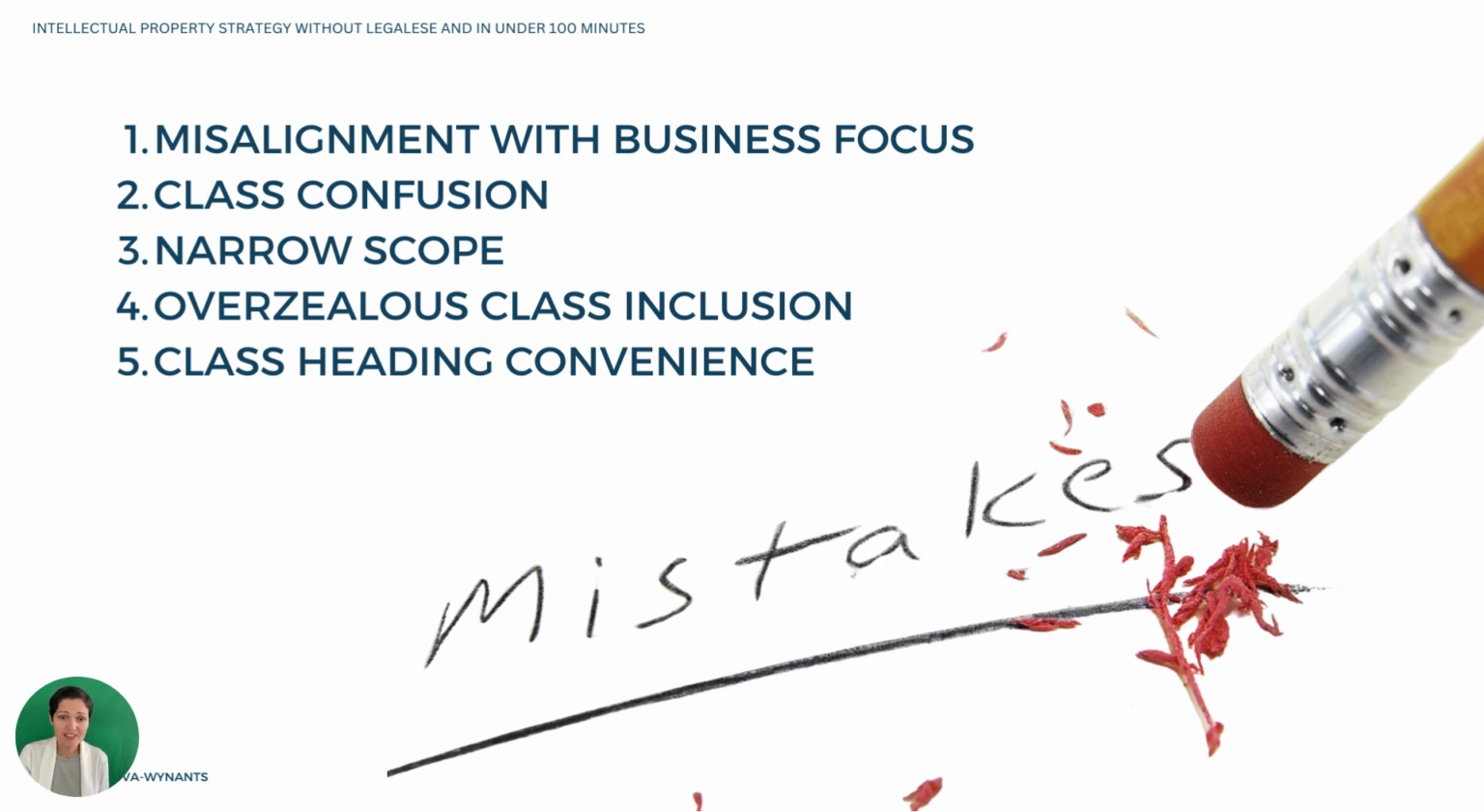Mistake number two: class confusion. Ensure precision in class selection. If your service involves, for example, print and online advertising, you might not need class 16, which is paper goods. You're not actually making paper, you're using it. Instead, pinpoint the class that effectively aligns with the service that you actually provide.